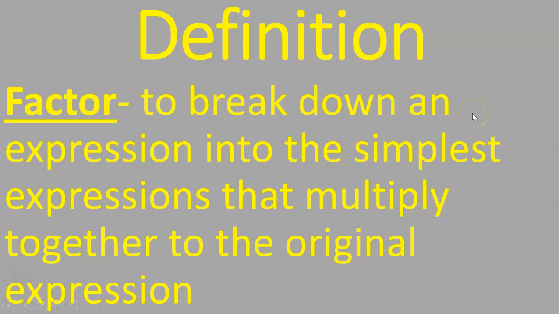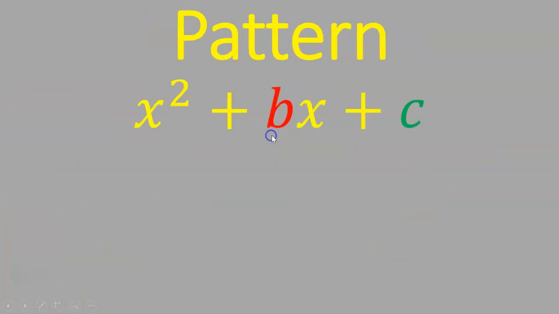Okay, so it seems kind of a mouthful there, but what we're talking about is, for a simple example, if you want to factor the number 15, you'd break it into 3 times 5, as 3 and 5 are the simplest numbers that multiply together to give you 15. Now, we're not going to be factoring numbers or doing factor trees. We're going to instead factor something like this, an expression where b and c are going to be numbers.